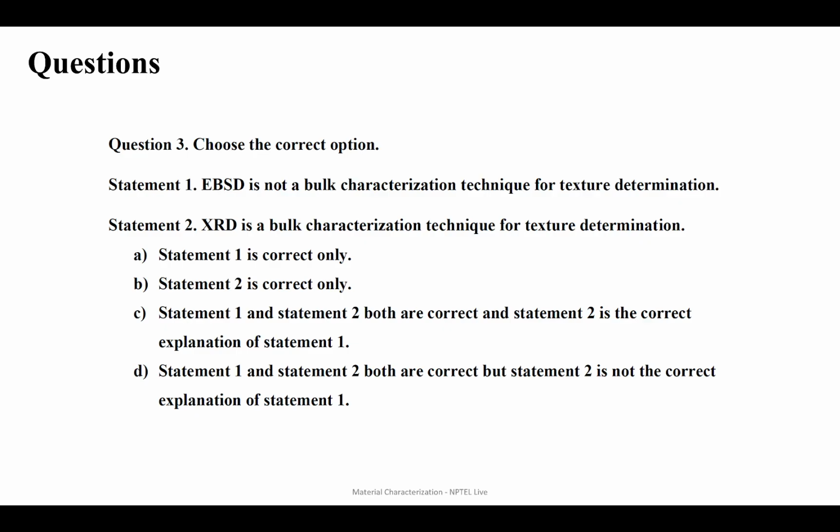Choose the correct option. Statement 1. EBSD is not a bulk characterization technique for texture determination. Statement 2. XRD is a bulk characterization technique for texture determination. Statement 1 is correct only. Statement 2 is correct only. 1 and 2 both are correct, and 2 is the correct explanation of 1. 1 and 2 both are correct, but 2 is not the correct explanation of 1.